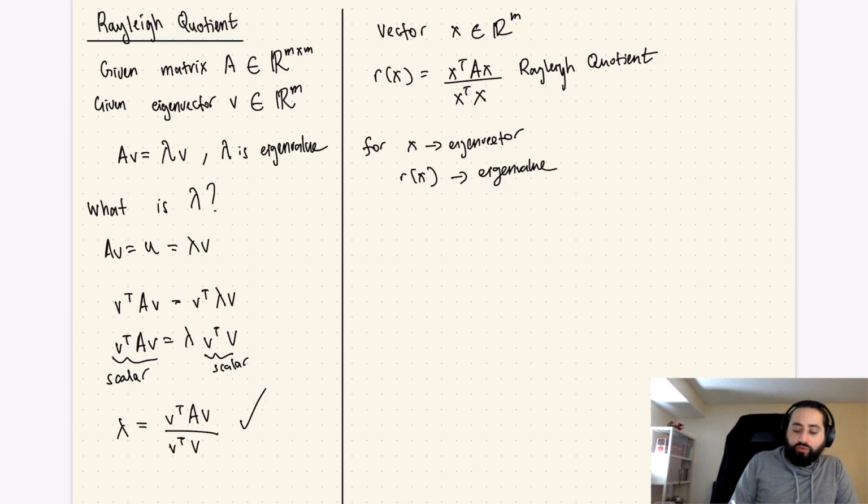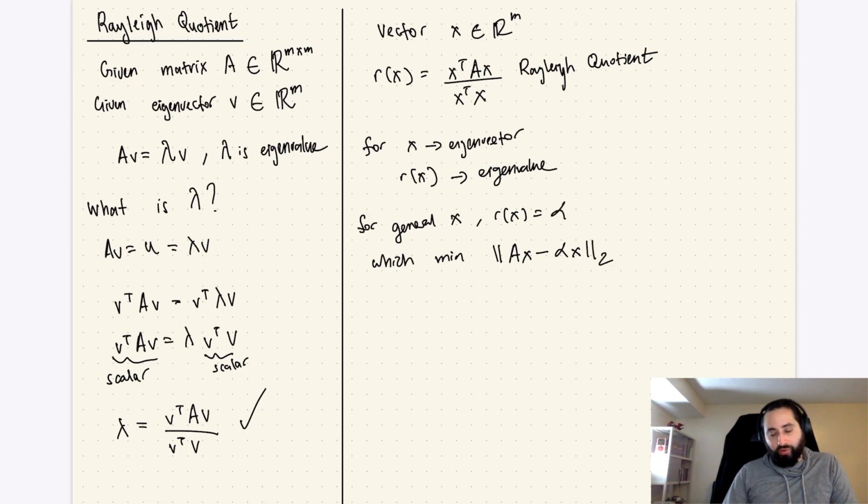And for a general x, we will have the property that r of x is equal to alpha, where alpha minimizes the expression Ax minus alpha x. And that can be useful in machine learning problems and any problem where we're doing a kind of fitting. So great, that's the Rayleigh quotient, super simple.